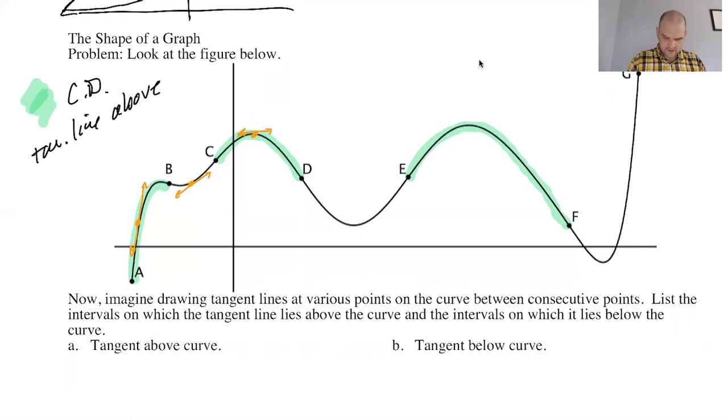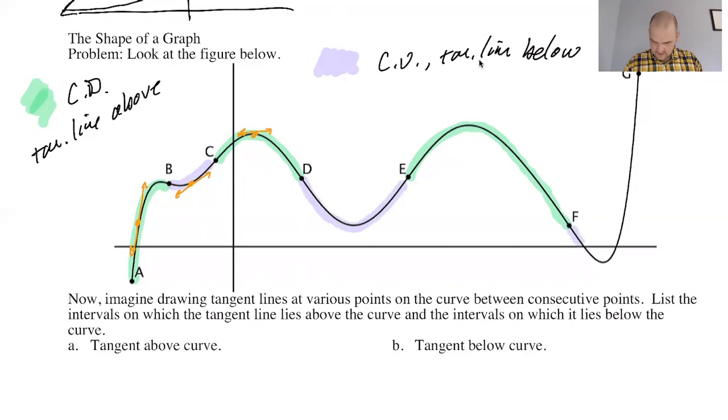And then I'm going to switch colors, and I'm going to use this color, and this is for concave up, tangent line below. So let's highlight those. So here, here, and here. If you draw a tangent line on any of these, on the curve at any of those intervals, the tangent line will be below the curve, which you can see between B and C definitely happens.